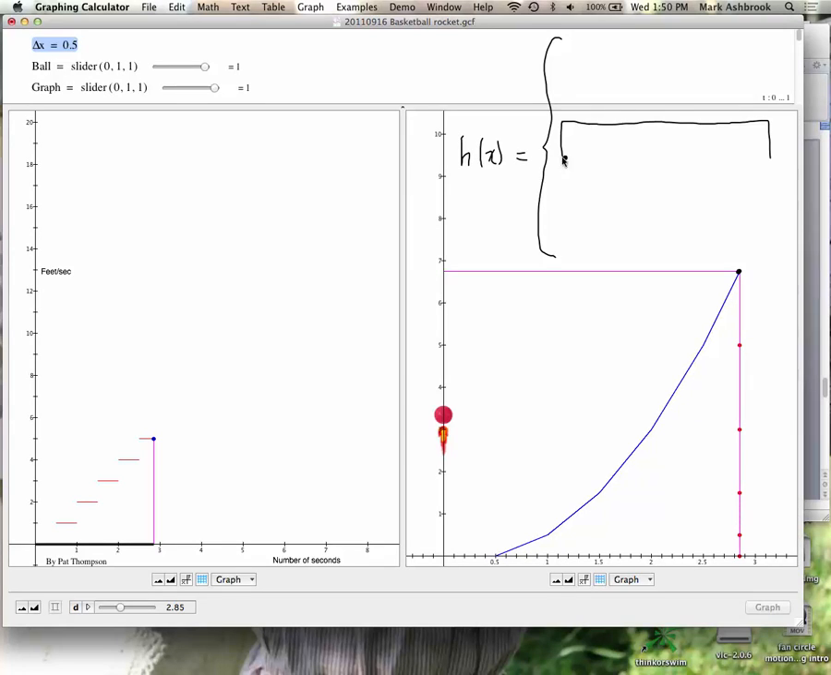I want you to write that line right now. Write that line that would apply to the current point, which is 2.85 and h of 2.85, if we're calling that h. Yep, I'll write it on here.